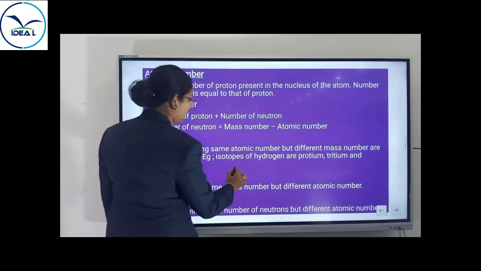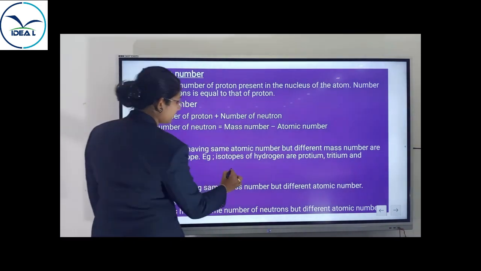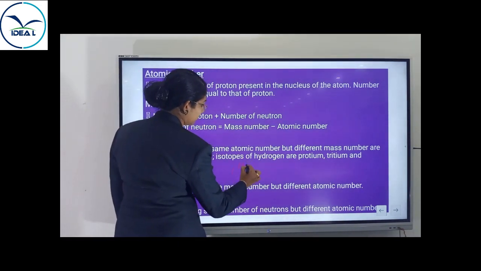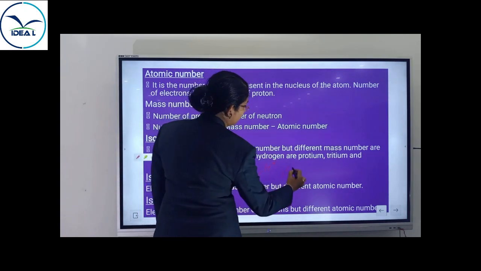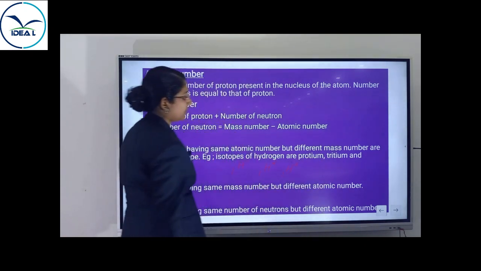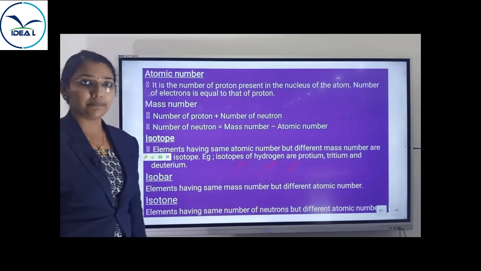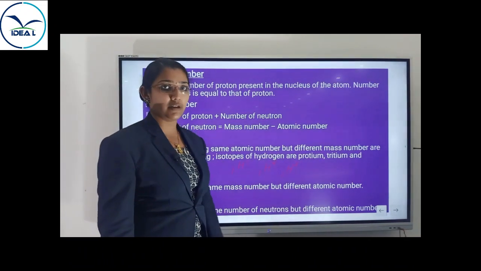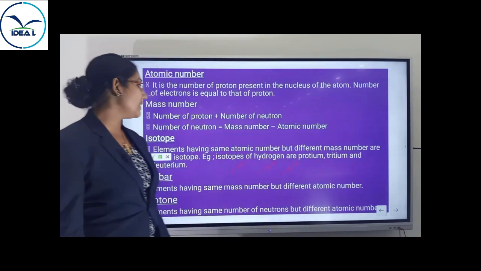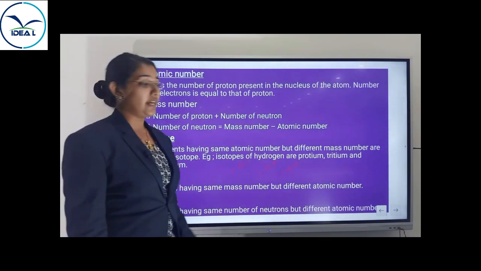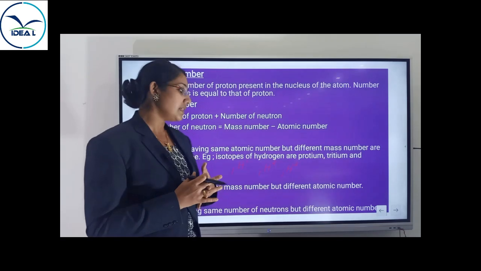Protium means 1H1, 1H2, 1H3. Here the atomic numbers are same but the mass numbers are different. So these are all isotopes of hydrogen. So simply we can say that isotopes are elements having same atomic number but different mass numbers.